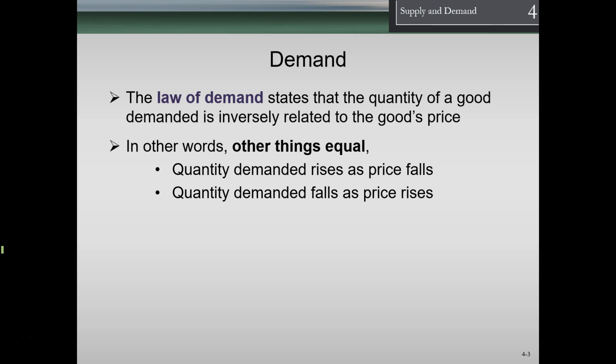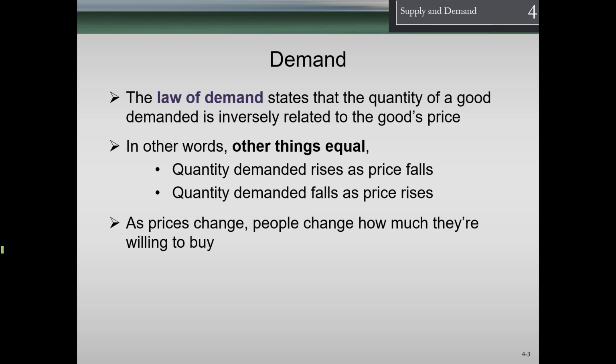There are exceptions to that rule, which we'll talk about at a later date, but the general rule being that when the price of something goes down, people will want to consume more of it. Quantity demanded falls as price rises. So as the price of something goes up, then the quantity that people will want of it will generally go down. As prices change, people change how much they're willing to buy. So this is going to be the assumption we will have. Prices do affect how much people will want of things.